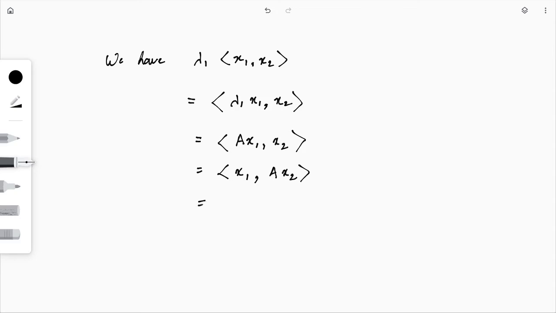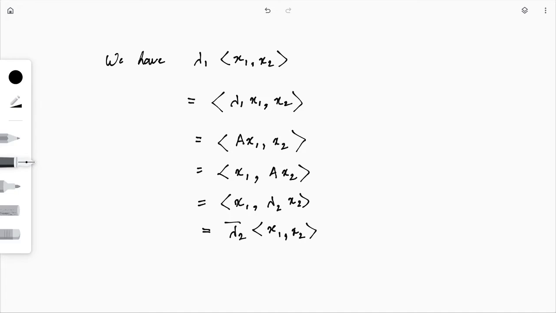But this means I can replace A x2 by lambda 2 x2. So by the property of inner product, I'm going to take this lambda 2 out common, and I get this as inner product x1 x2. So I get lambda 1 inner product x1 x2 is equal to lambda 2 bar inner product x1 x2.